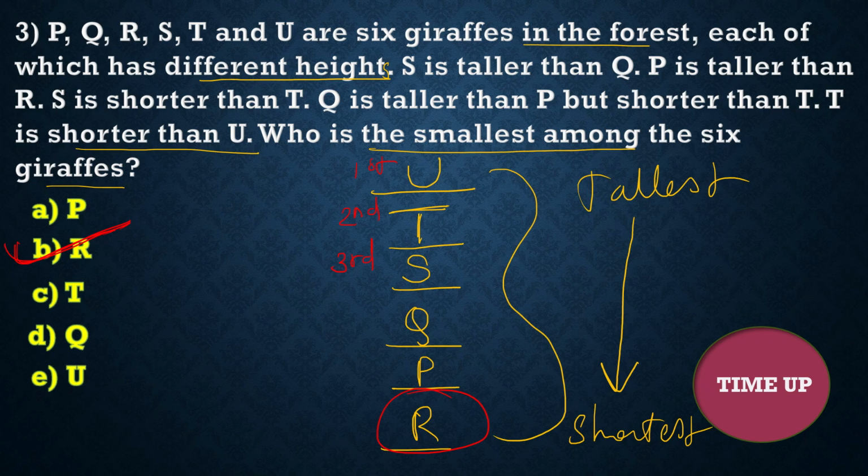If they would have asked which is the third shortest giraffe, then from here you will count. This is the first shortest giraffe, second shortest giraffe, third shortest giraffe. So Q will be the answer in that case. Understanding, students? So this way they can twist and turn and they can ask the questions.